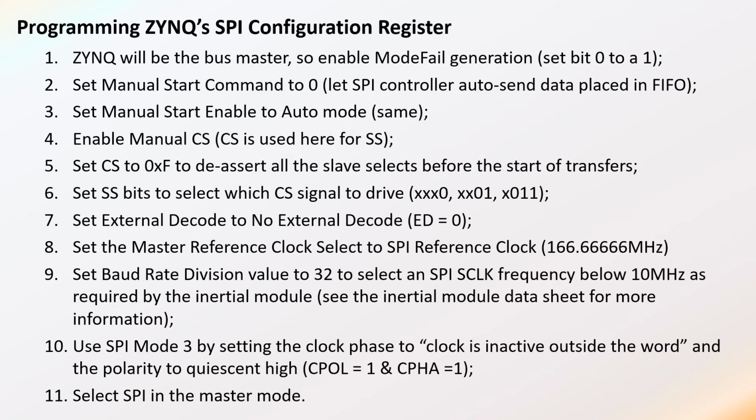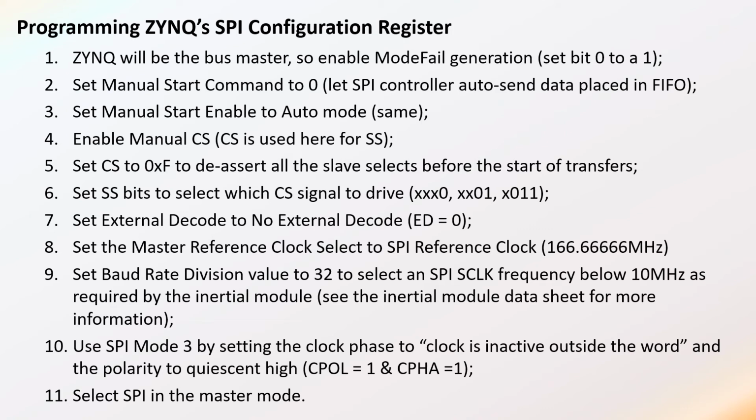If there was only one slave select, one chip select for the device, we would not have needed to do that. We could do an auto chip select, but in this case, we need to switch between two different SPI ports. It's the same chip, same device, but the designers of it chose to have two independent SPI ports. So that's why we're doing enable manual chip select. And then we're going to set CS to 0F to start with to deassert all of them.